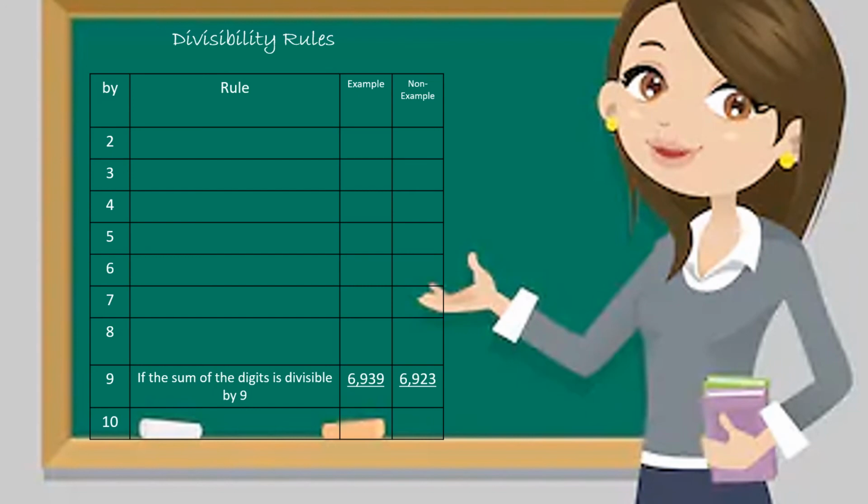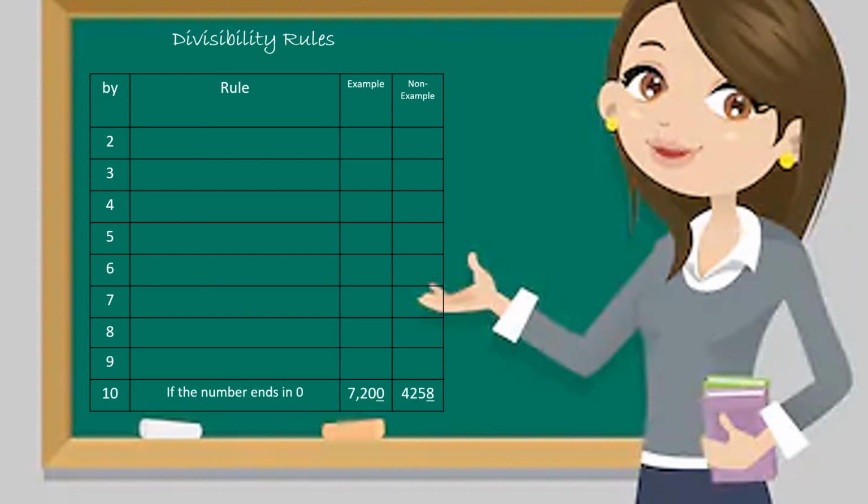Okay? So, paano natin malalaman kung isang number is divisible by 10? Napakadali lang. So, kapag ang dulo ng number is 0, then yes, that is divisible by 10. So, like we have 7,200. So, the last digit is 0. So, yes, that is divisible by 10. Unlike 4,258, the last number is 8. So, it's not divisible by 10.